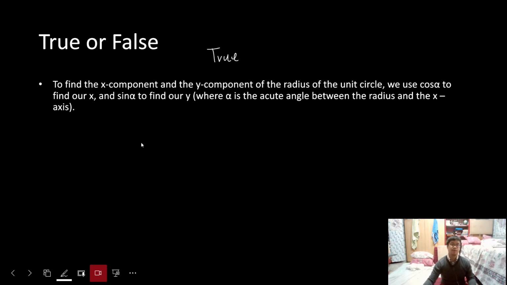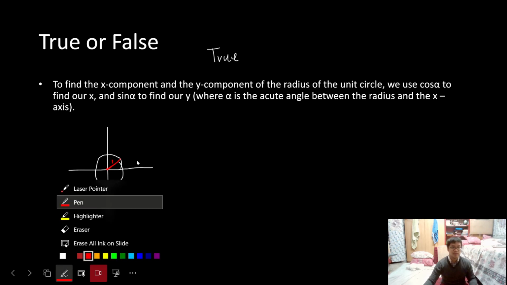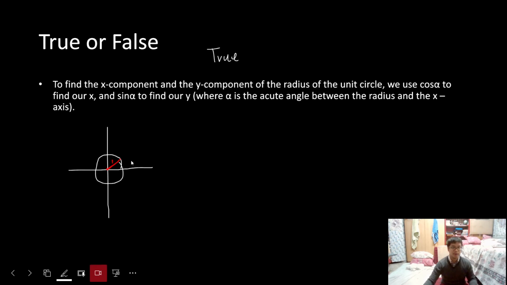Okay, this is true. Remember that a unit circle is centered at the origin, and the radius of the unit circle is 1 unit long. So let me zoom it out for you. Let's just say this is the radius, 1 unit.